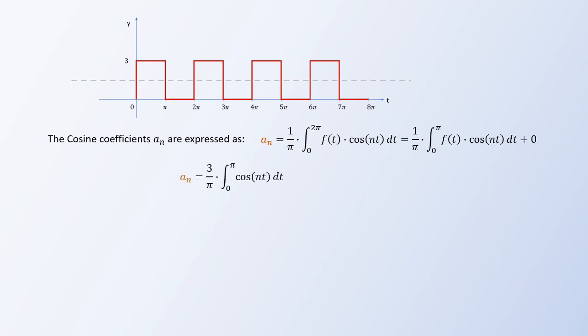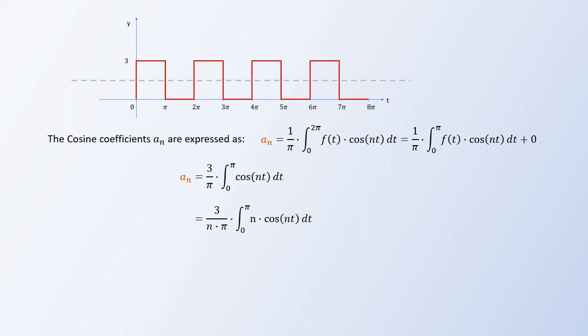So now we say that a sub n is equal to 3. Now where does this 3 come from? Well, you know that all along the interval from 0 to pi, the function value is 3 because this is a square wave, and so it goes across, it's 3. And so we'll just pull that constant 3 out of the integral, and so that gives us the integral from 0 to pi of cosine nt dt.